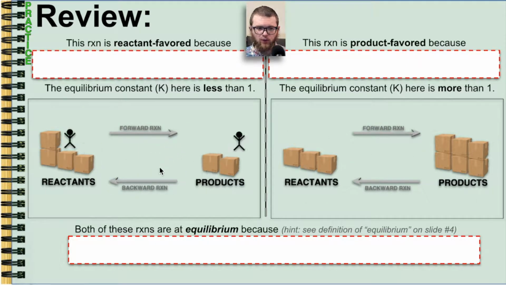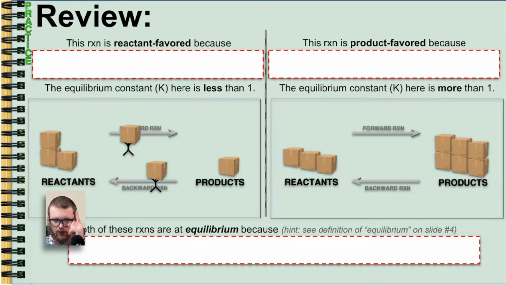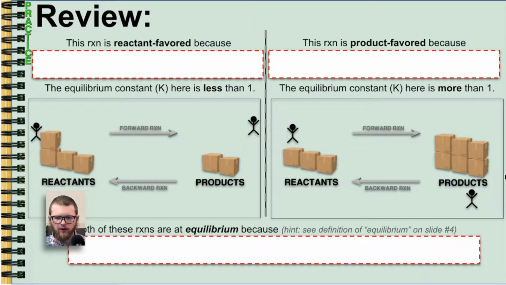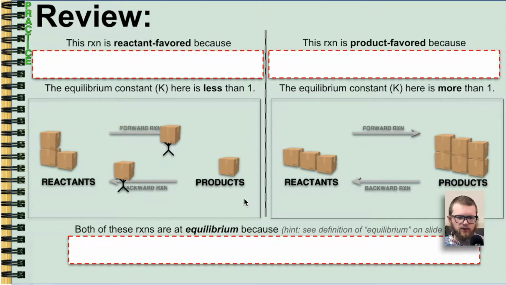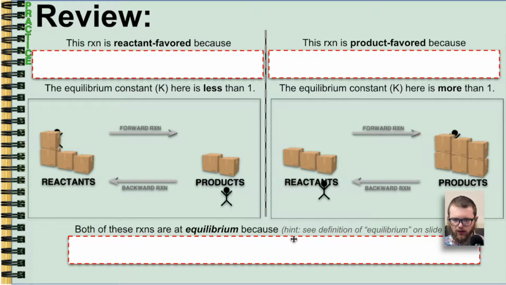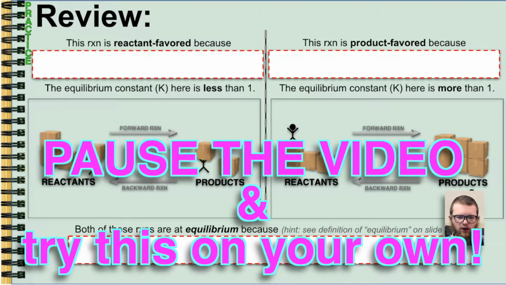They're both at equilibrium, but why is this one considered reactant favored? Hint, hint. And why is this one considered product favored? Hint, hint. And then why are both of these reactions at equilibrium? And if you need a hint on that, see the definition of equilibrium on slide number 4. So pause the video now and try that for yourself.